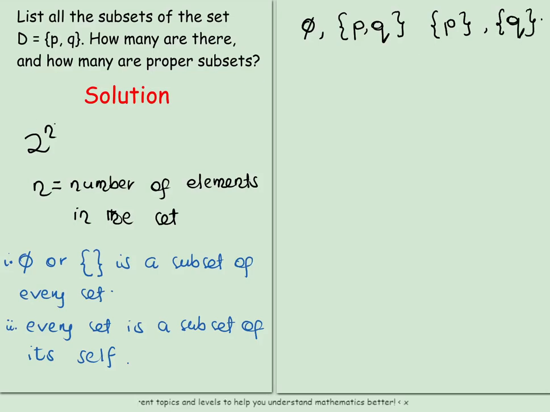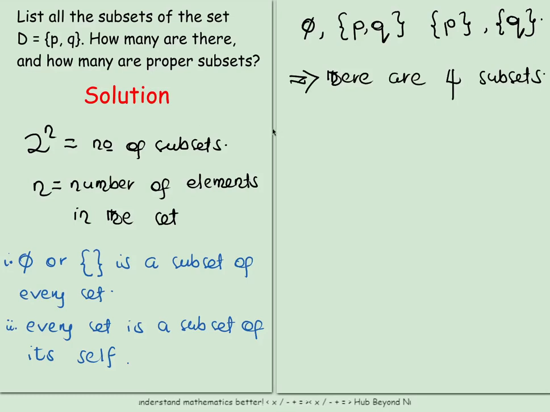And if you compare that to this formula, 2 raised to the power n equals the total number of subsets, then if we put our n, which is 2, over there, which gives us 2 raised to the power 2, we have 4. Then as you can see here, we have 1, 2, 3, 4. 4 sets, which are all subsets of set D. Now the question says, how many are there? So it implies that there are 4 of these subsets.